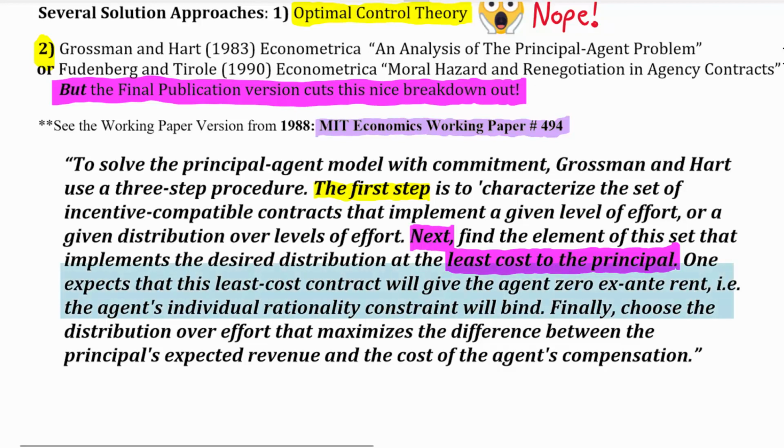They go on to say here that one expects that this least cost contract will give the agent 0 ex ante rent. In other words, the agent's individual rationality constraint will bind. What they're saying here is we expect that this cheapest contract, cheapest way to get the person to provide high effort or low effort, is going to provide this agent with exactly their reservation utility. Or you could say their reservation utility plus a tiny bit, plus epsilon.